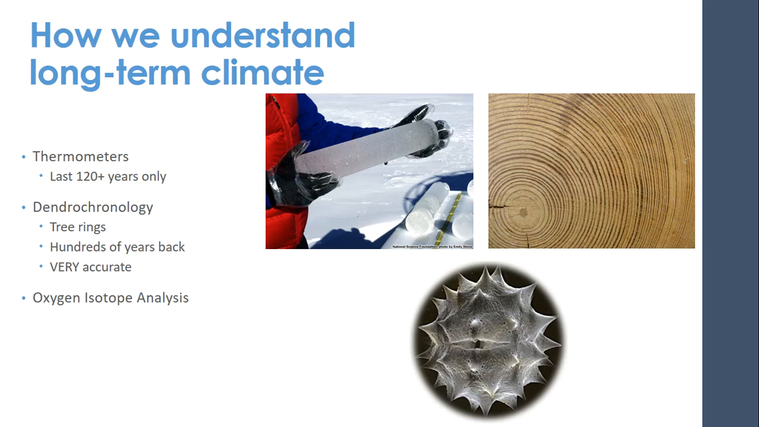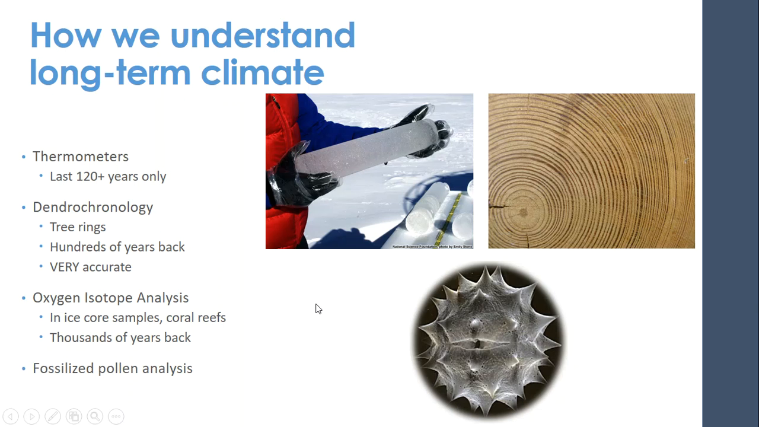Beyond that, we go to oxygen isotope analysis. Basically, we sample into very old ice and coral reefs in order to analyze what the climate was like then. And that can go thousands of years back. And then after that, we use something called fossilized pollen analysis. Here's a picture of some fossilized pollen. We're able to look at that pollen, understand what the climate was like, and that goes millions of years back.